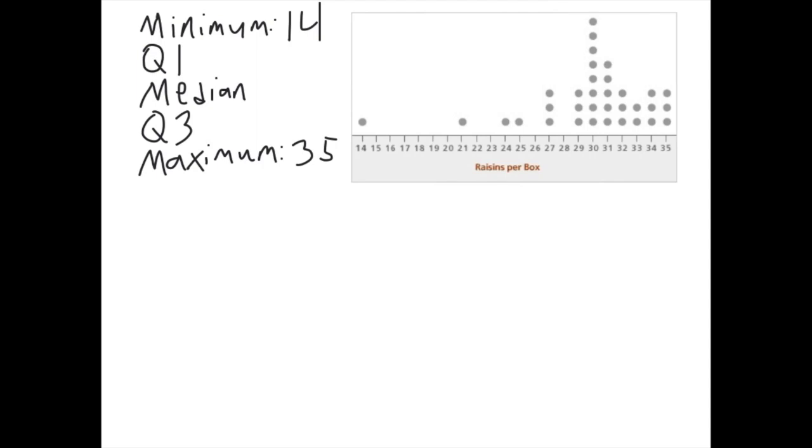So you would count 17 dots from the minimum and 17 dots from the maximum, including the minimum and maximum. So both of those dots lie on 30 and are specifically here and here. So the average of 30 and 30 is 30. So the median is 30.